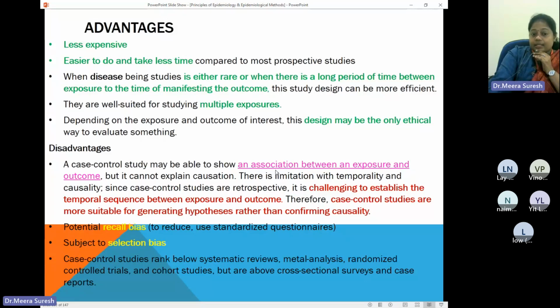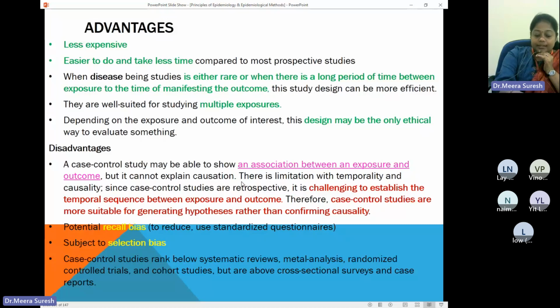Then the disadvantages. We get to know whether there is an association, which we already discussed, but it cannot explain causation. It is the first step for testing the etiological hypothesis. We'll get to know whether there is an association, and if there is, what is the strength of it. But there is something called temporality.